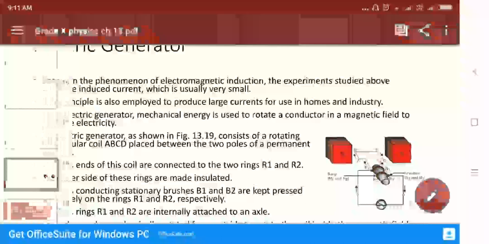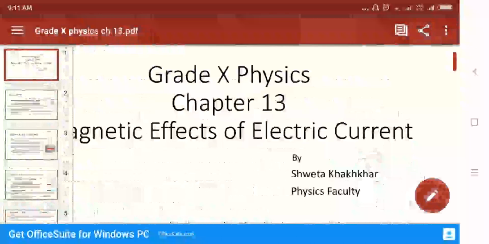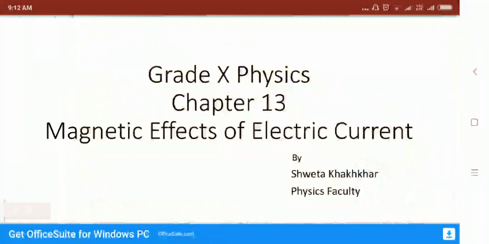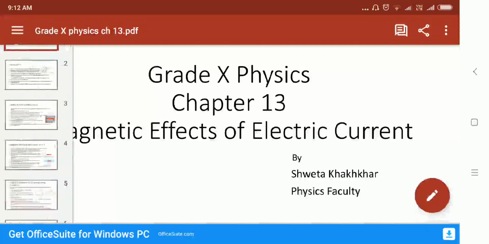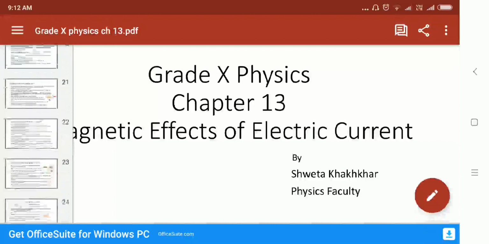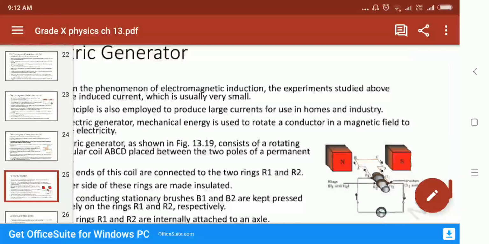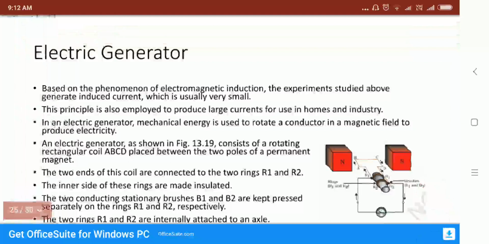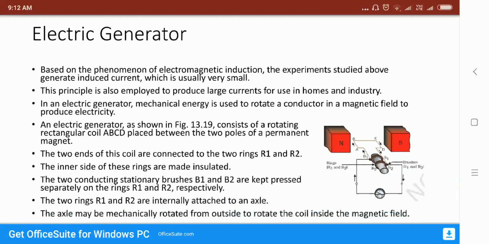Hello students, let us start our new session with the new topic of chapter number 13, magnetic effects of electric current. So let us start this session with the electric generator, which works on the fundamental of electromagnetic induction that we have already done in the last session. Now, based on electromagnetic induction, let us understand how an electric generator works.